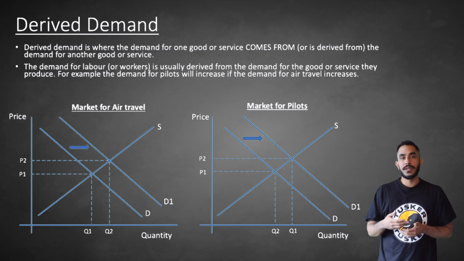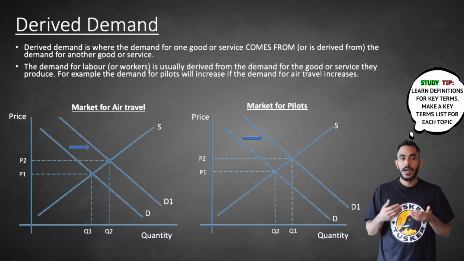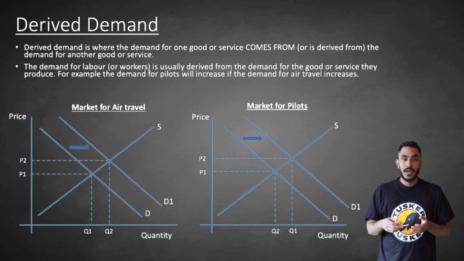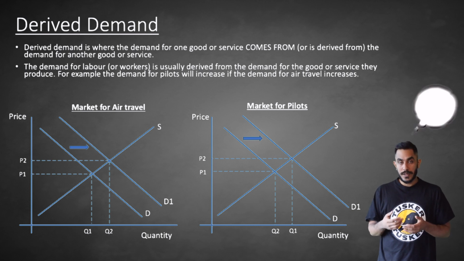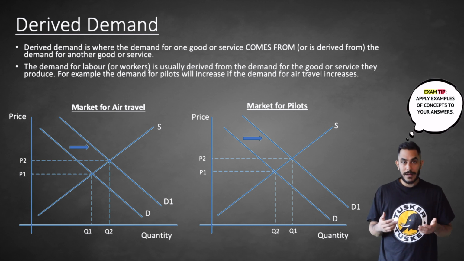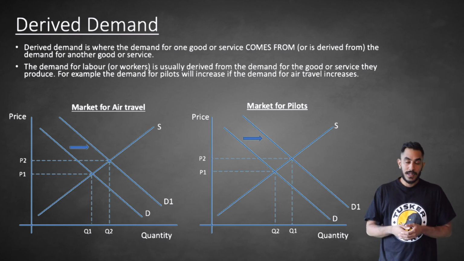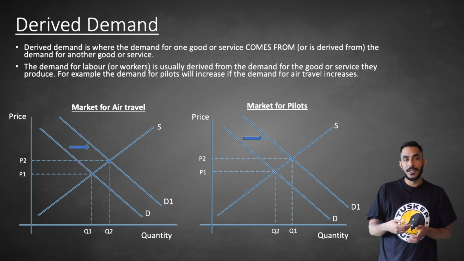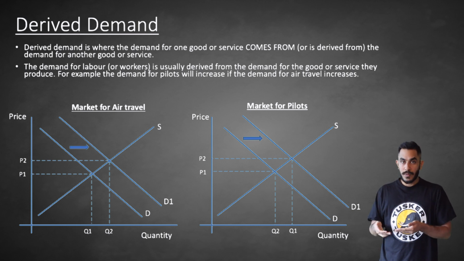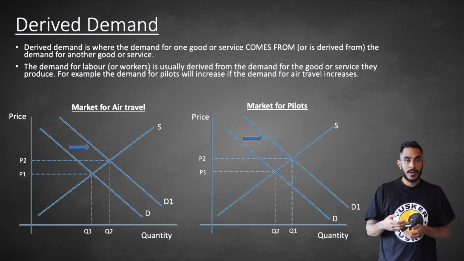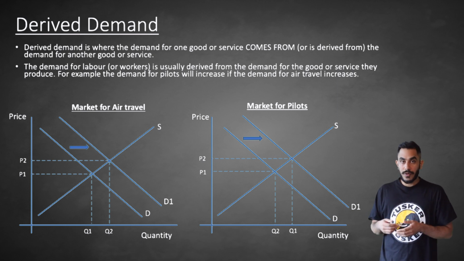Derived demand is where the demand for one good or service comes from the demand for another good or service. The demand for labor or workers is a good example of derived demand. For example, the demand for pilots comes from the demand for air travel, or the demand for teachers comes from the demand for education. The demand for doctors is derived from the demand for healthcare.